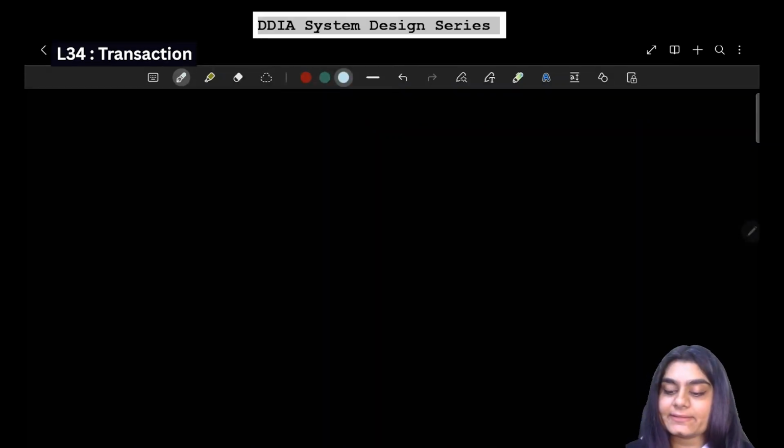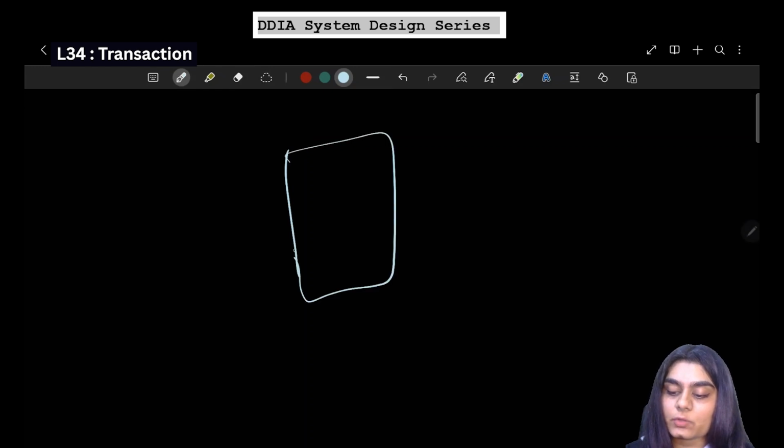Let's understand this by taking an example. Imagine this is a document, and inside it the value of x is 100. This is user A and this is user B.